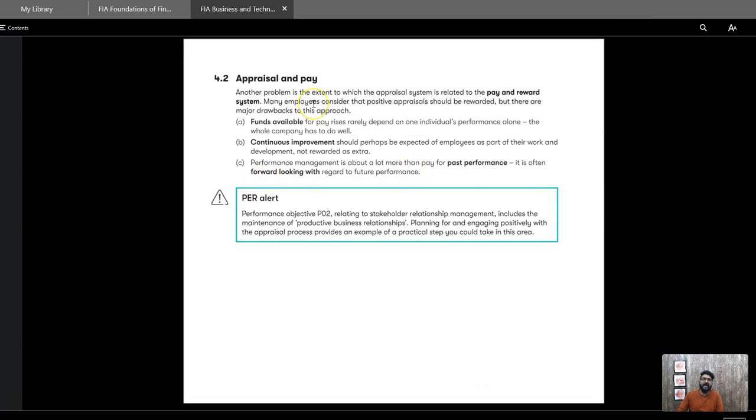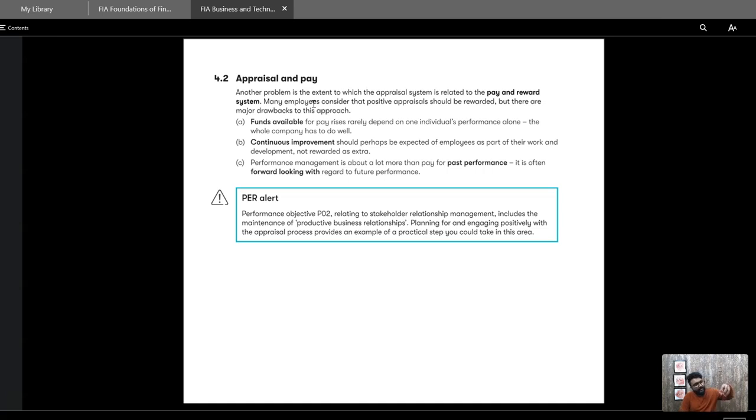Okay, appraisal and pay. So how are appraisal and pay related? Another problem is the extent to which the appraisal system is related to pay and reward system. Many employees consider that positive appraisal should be rewarded, but there are major drawbacks to this approach. Funds available for pay rises rarely depend on one individual's performance alone. The whole company has to do well. Continuous improvement should perhaps be expected of employees as part of their work and development, not rewarded as extra. Performance management is about a lot more than pay for past performance.